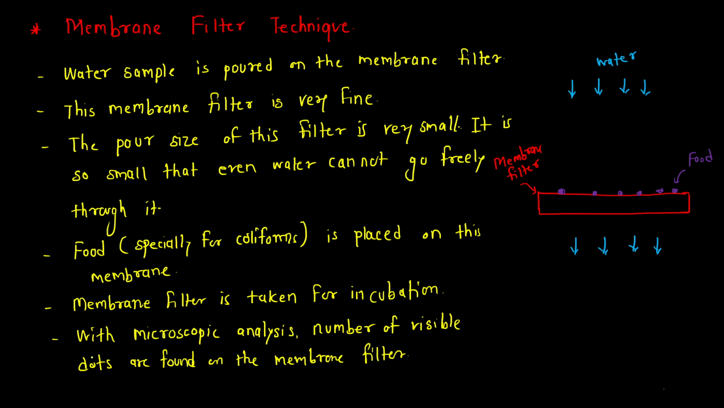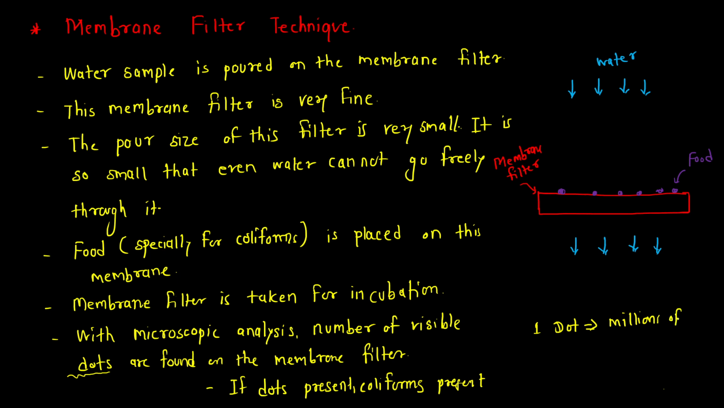If we are able to see some dots, then these dots will represent the presence of coliforms. If dots are not present, that means there are no coliforms present. If dots are present, coliforms are present. And this one dot represents millions, or you can say billions, of bacteria.